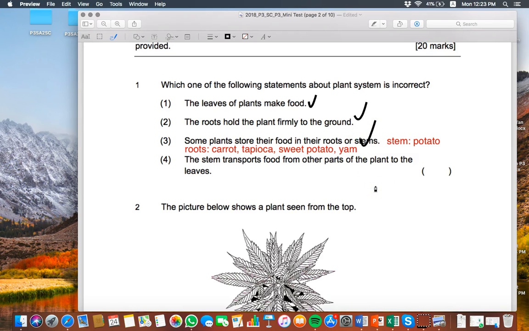The stem transports food from other parts of the plant to the leaves. Is that true? No, because the stem transports food from the leaves, because leaves make food, right? So the stem transports food from the leaves to other parts of the plant. So the correct statement would be: the stem transports food from the leaves to other parts of the plant. So the fourth statement, the last statement, is wrong. Your answer should be 4.